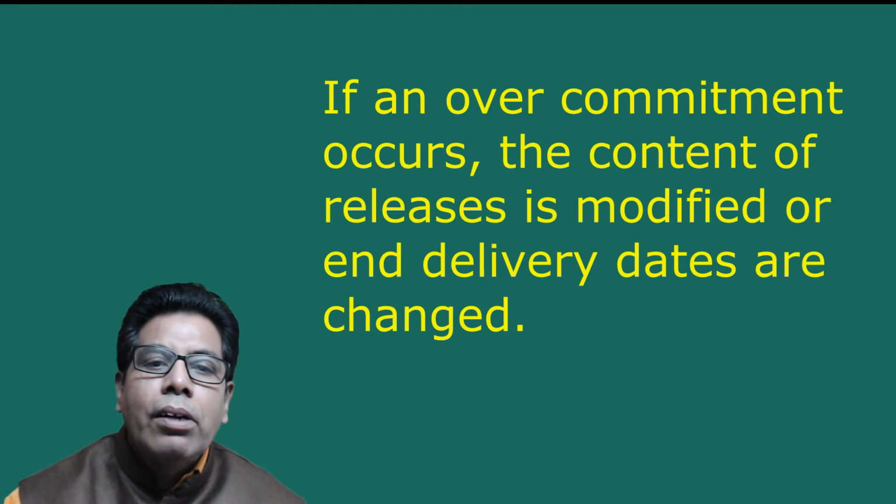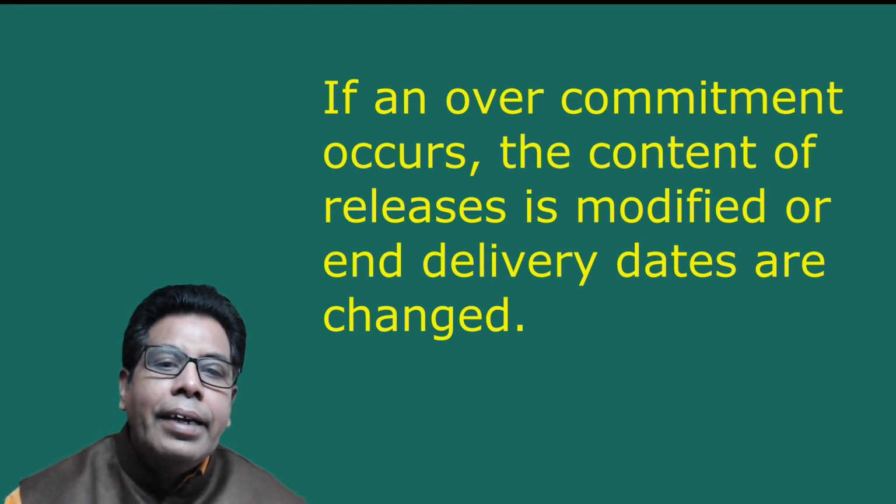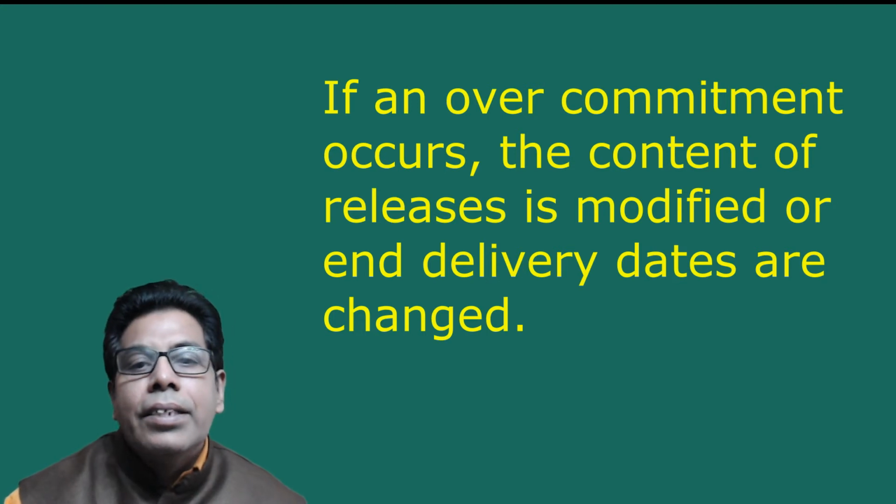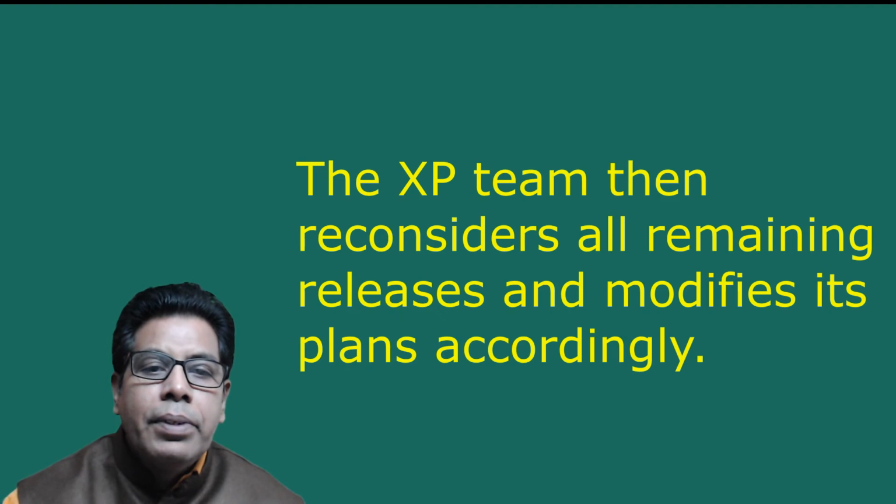If an overcommitment occurs, the content of the release is modified and end delivery dates are changed. As development work proceeds, the customer can add stories, change the value of an existing story, split stories, or eliminate them. The XP team then reconsiders all remaining releases and modifies its plan accordingly.